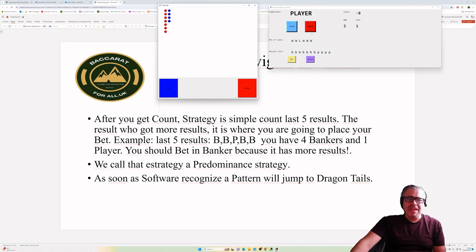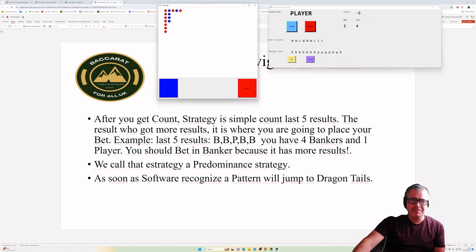Imagine now it came, we lose, and it comes banker. And now the software starts failing. I will put player. I will go choppy this time, player. I lost three. Let's see. And now it's still very negative, very negative. So it's a repetition. But the software already recognizes that the choppy is around here.